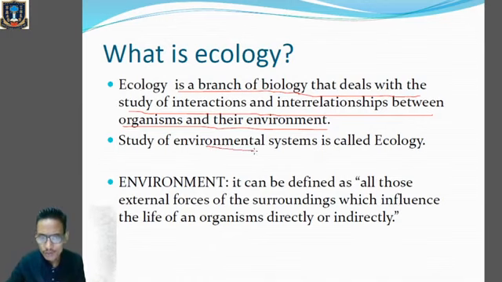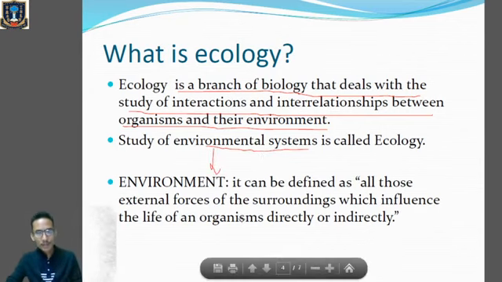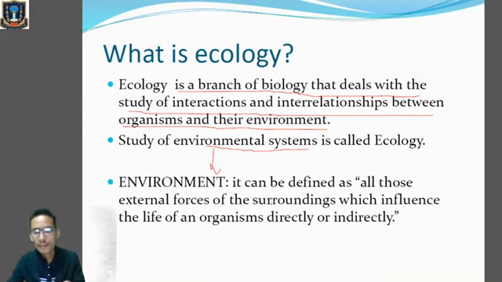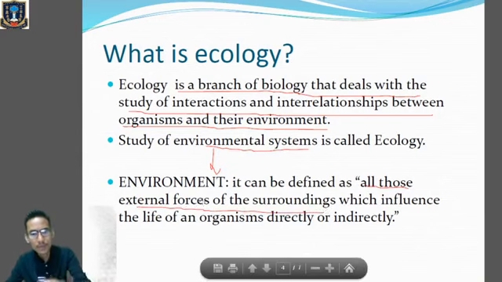So here the words come environment and system. So the study of the environmental system is called ecology, where we are going to learn about the interrelationship and the interaction of the living organisms among themselves along with the environment where they used to live or survive. So what does the word environment mean? Okay. So environment in simple terms can be defined as all those external forces of the surroundings, that means the place where we used to live, where we are present.